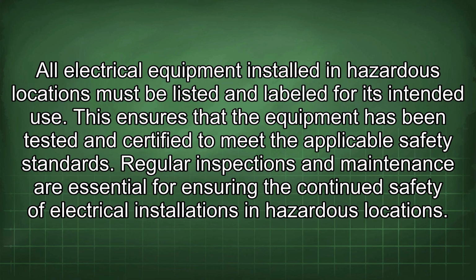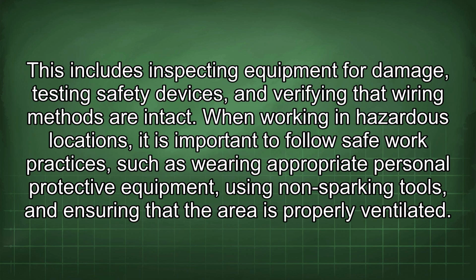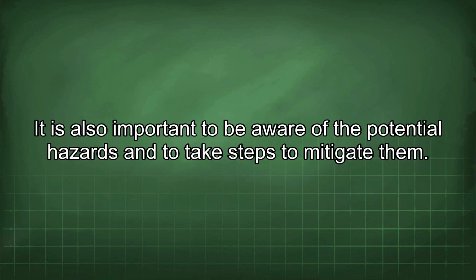Regular inspections and maintenance are essential for ensuring the continued safety of electrical installations in hazardous locations. This includes inspecting equipment for damage, testing safety devices, and verifying that wiring methods are intact. When working in hazardous locations, it is important to follow safe work practices such as wearing appropriate personal protective equipment, using non-sparking tools, and ensuring that the area is properly ventilated. It is also important to be aware of the potential hazards and to take steps to mitigate them.